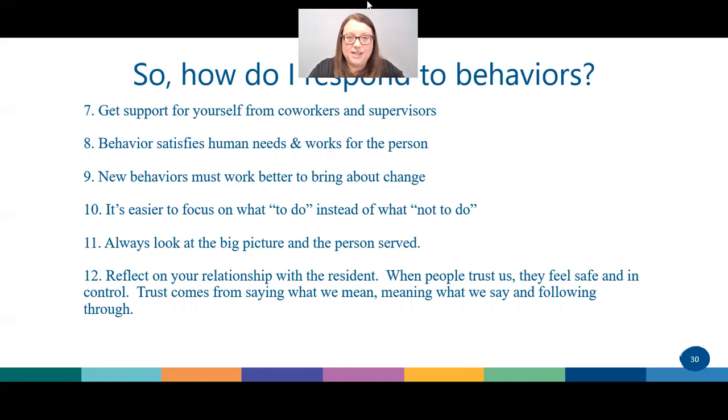And really, our focus is to keep people safe and healthy. What could we do in this moment to improve the moment? What could we do right now to keep this person healthy and safe? What have we learned about them in the past that might help us keep them healthy and safe?